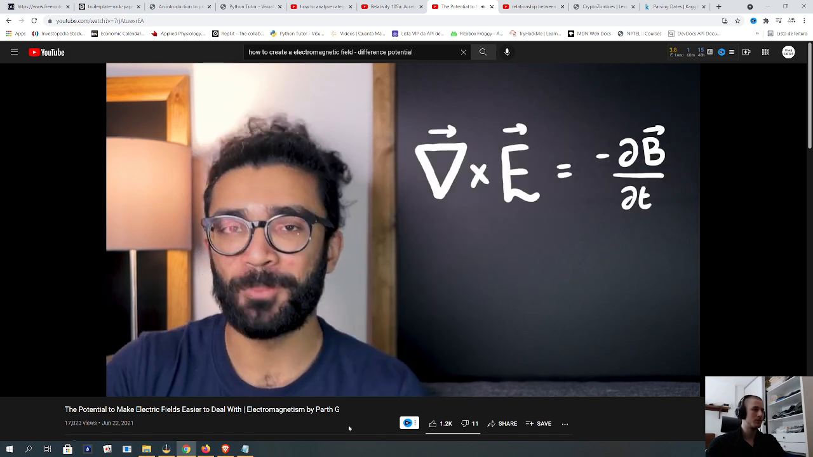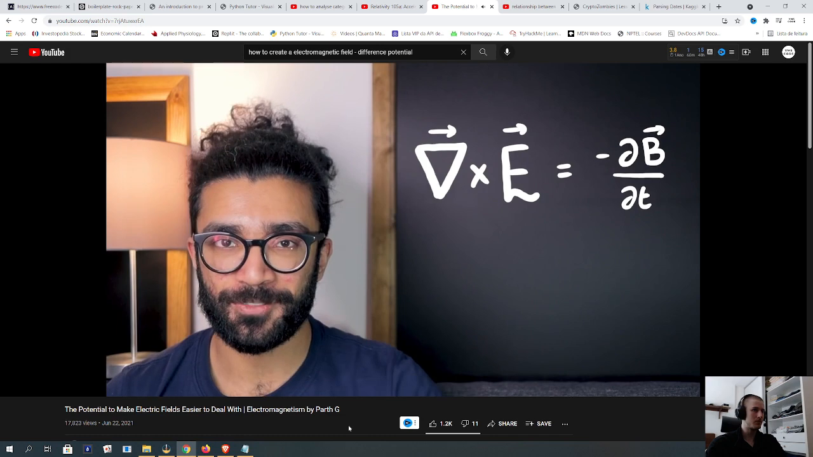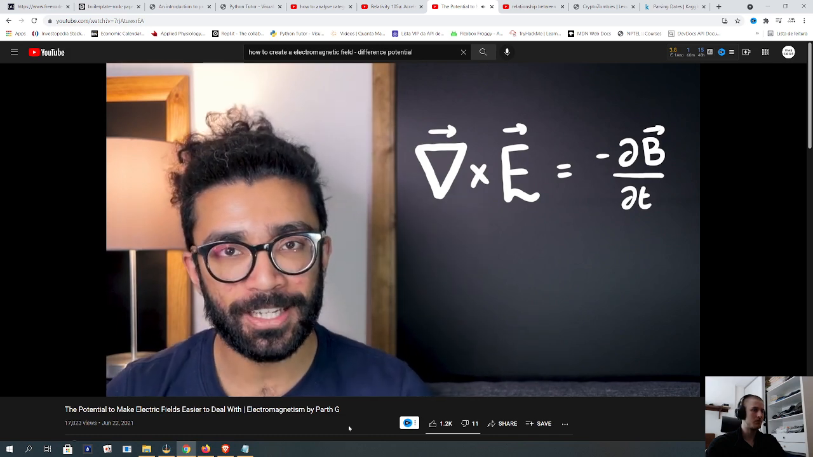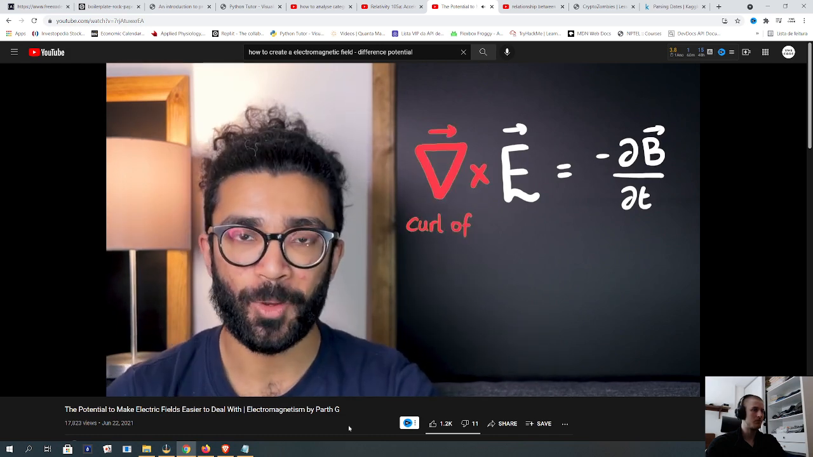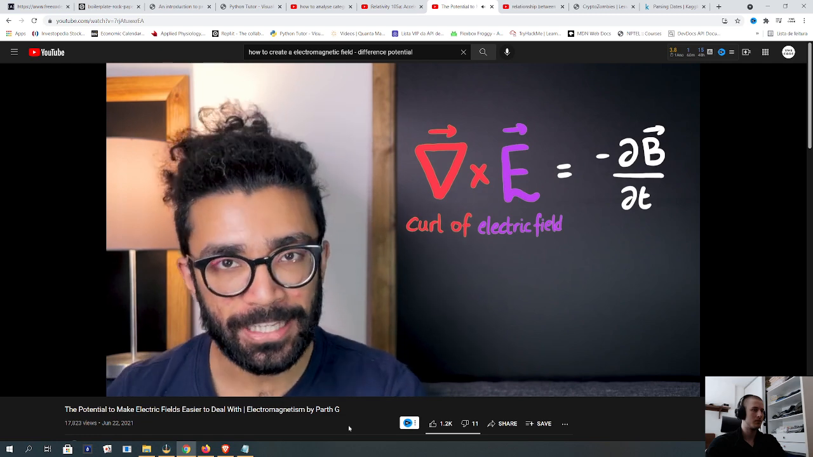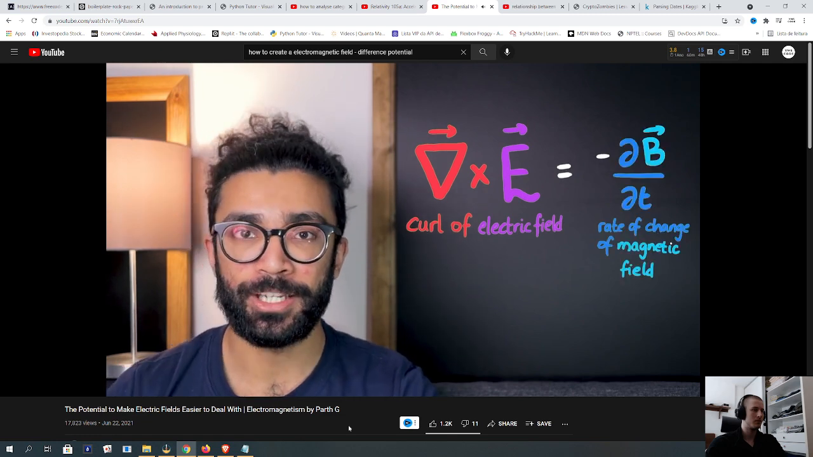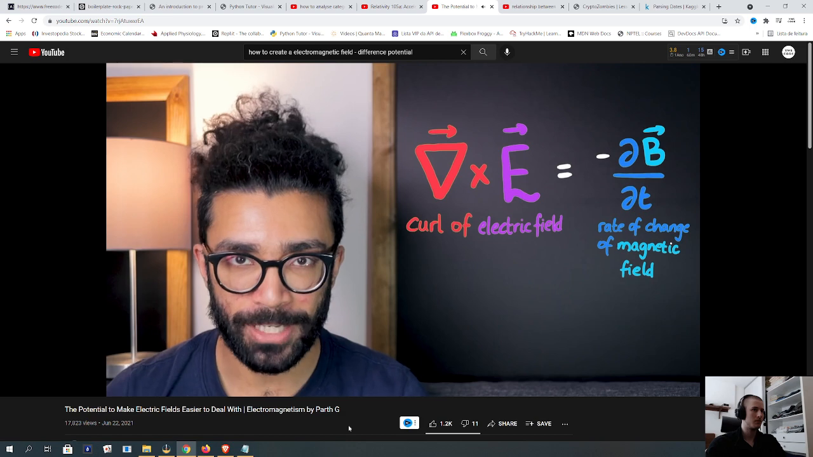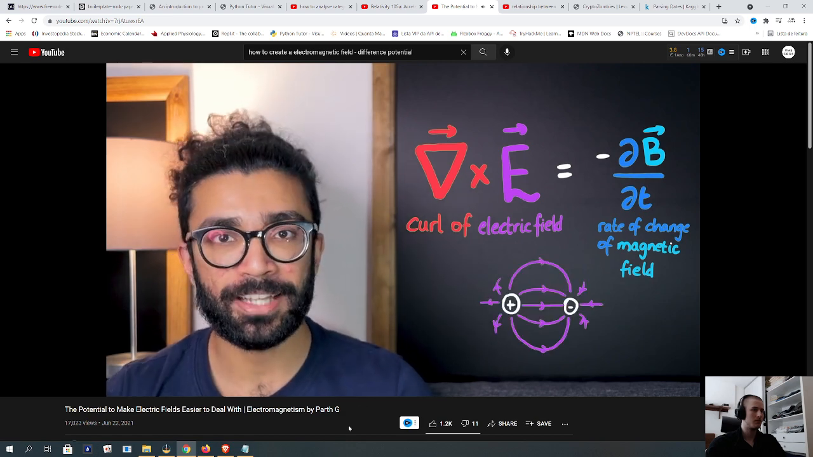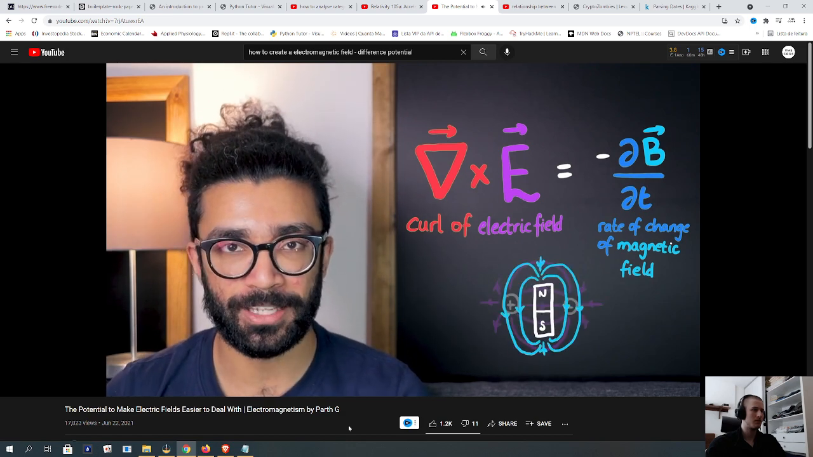Specifically, this equation here, commonly known as one of Maxwell's equations. Now, I've covered the details of this equation in a separate video, so check it out up here if you haven't seen it already. But basically what we see here is that the curl of any electric field in a given region of space, E, is equal to minus the rate of change of any magnetic field in that same region of space, B. In other words, the curl of an electric field is related to how quickly a magnetic field in a given region of space changes over time.